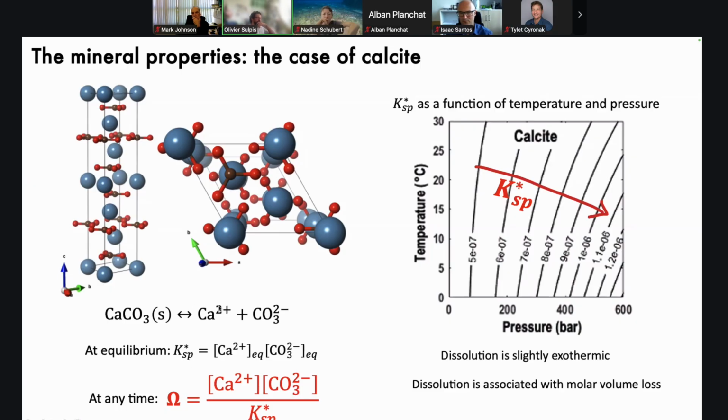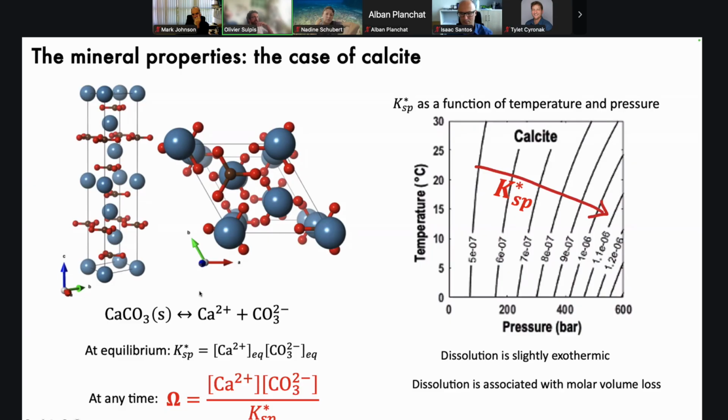And when we dissolve it, we are dissolving it with the chemical reaction that we see here on the left, which is described by an equilibrium constant, Ksp. That's simply the ionic product of the calcium and of the carbonate ion that we need in order to be at equilibrium with this calcite mineral.